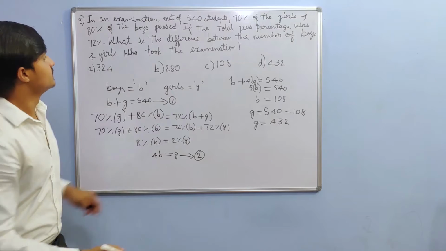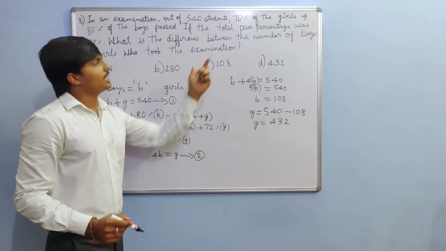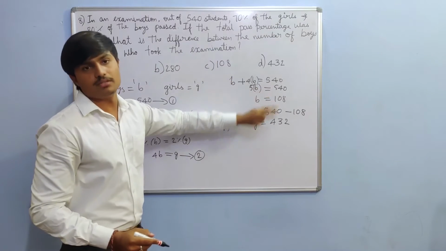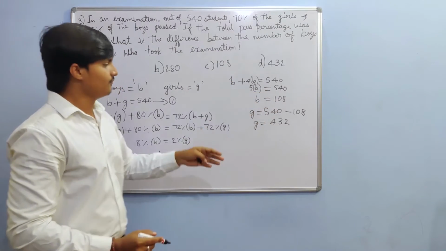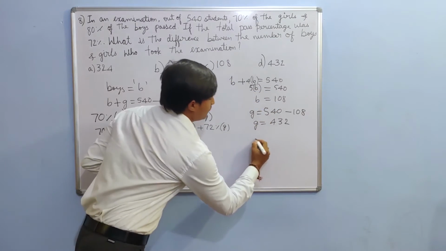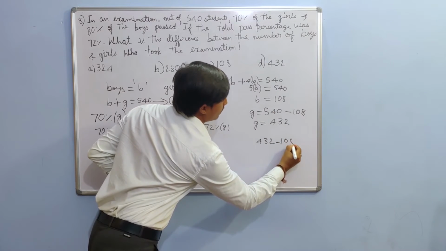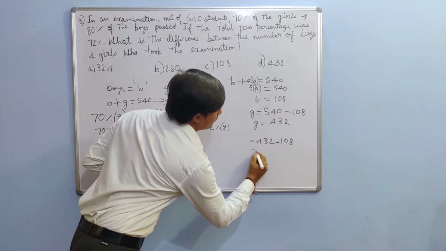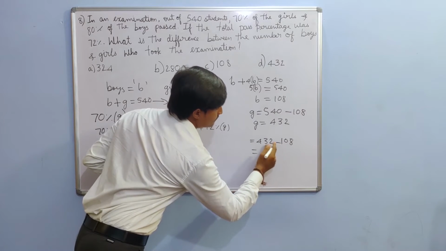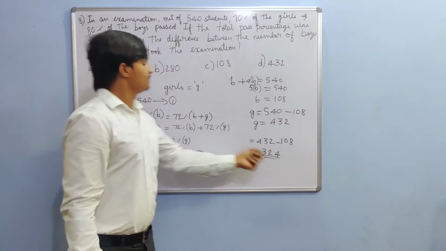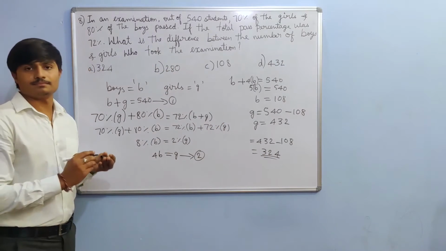Now we got both the number of boys and also the number of girls. Now the question is the difference between the number of boys and the girls who took the examination. So the difference of these two will give you the answer. So 432 minus 108, which is equal to 324. So 324, option A is the answer.